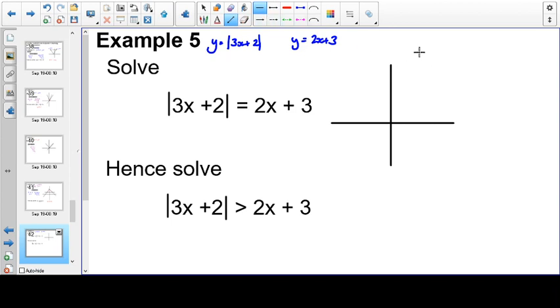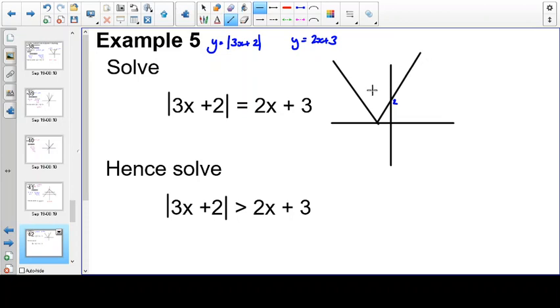So 3x plus 2, gradient 3, y-intercept 2, might come down like that. And then instead of carrying on, gets reflected. So that's going through 2. This one is not as steep as the previous one and going through 3. And it's also not a modulus.